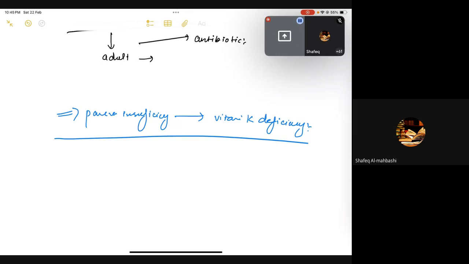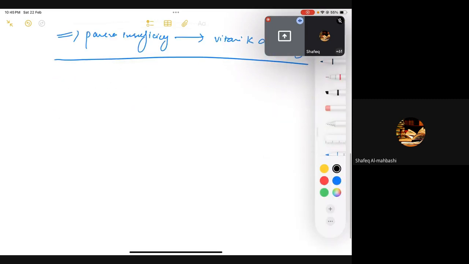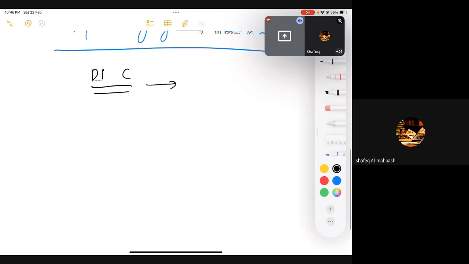I would say this is the highest yield topic; you're going to have a ton of MCQs on it, believe me, along with the UWorld discussion with Dr. Taha. So let's do that in a little bit of detail. What is DIC? It stands for disseminated intravascular coagulation.